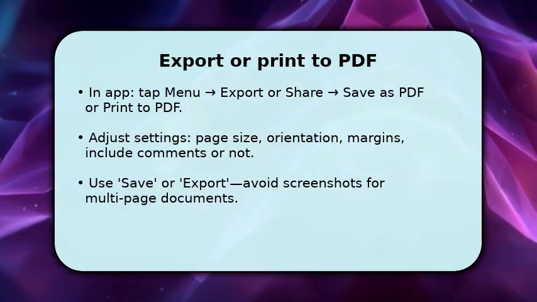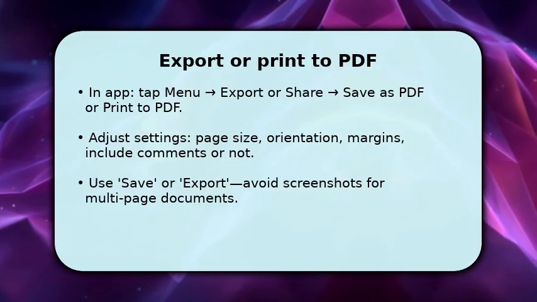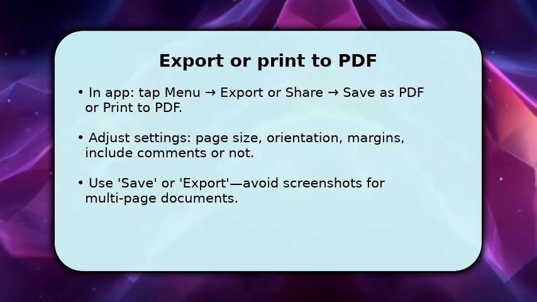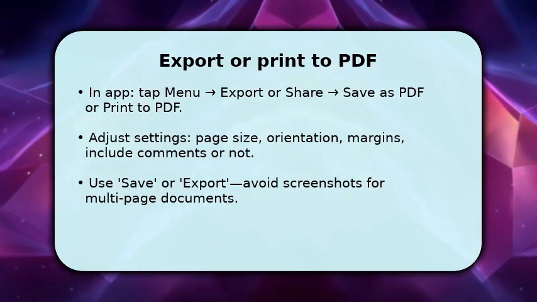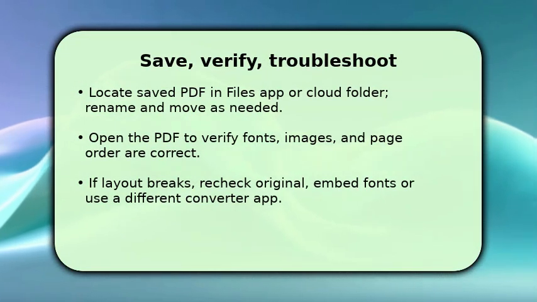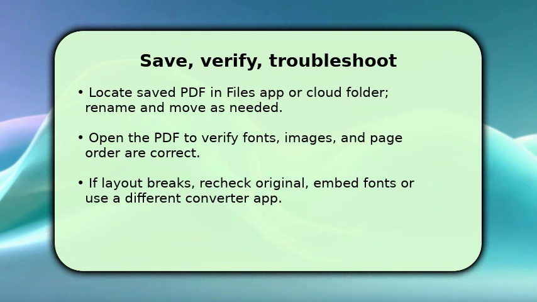If you need higher quality, choose PDF/A or Maximum Image Quality. These options affect file size and compatibility, so choose based on where you'll send the PDF. Finish by saving the PDF to your desired folder and opening it to verify pages and formatting.